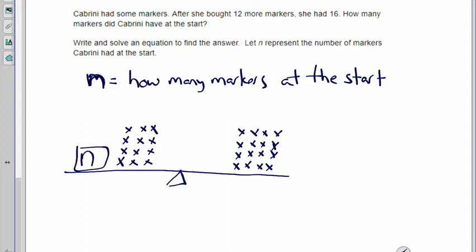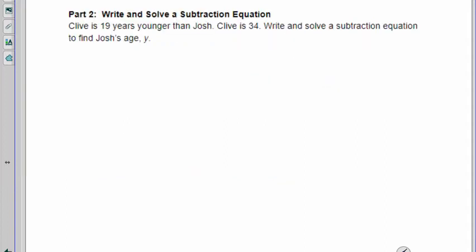Some number of markers, n, plus 12 more, gave us 16. See if you can write the equation that matches that. And then look at the problem before it and see if you can solve to find out how many markers Cabrini began with.